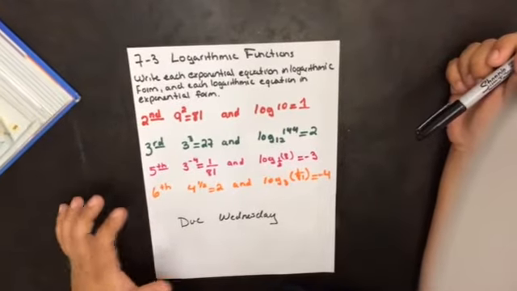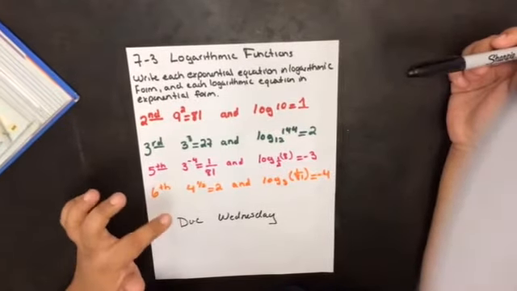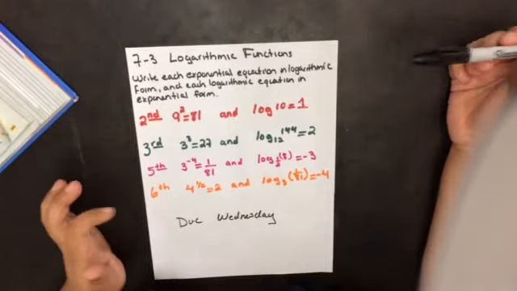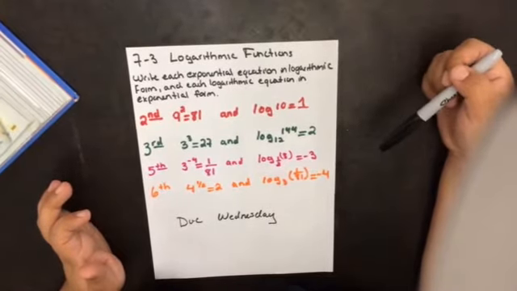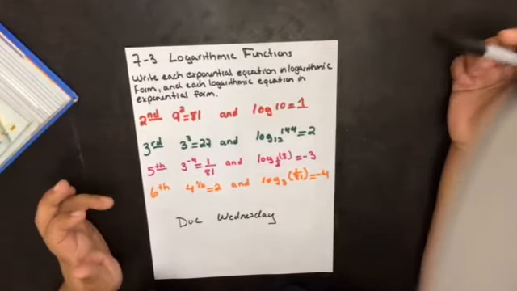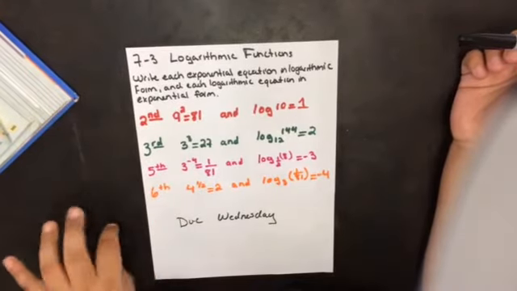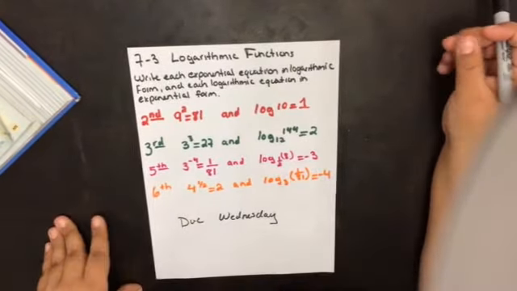For sixth period, in orange, 4 to the 1/2 equals 2 in logarithm form, and log base 3 of 1 over 81 equals negative 4 in exponential form. And this is due on Wednesday as soon as you come into class.